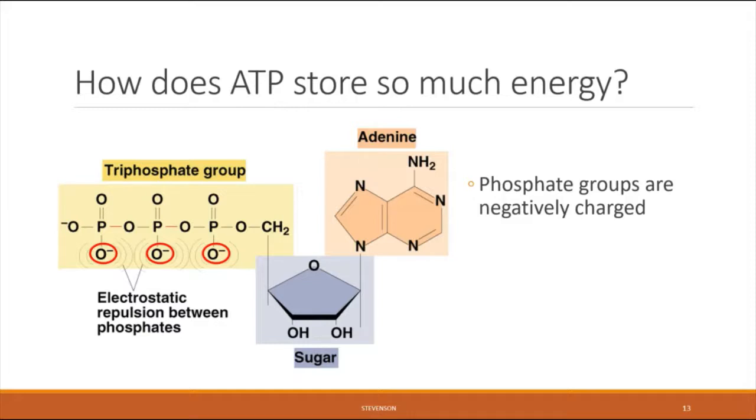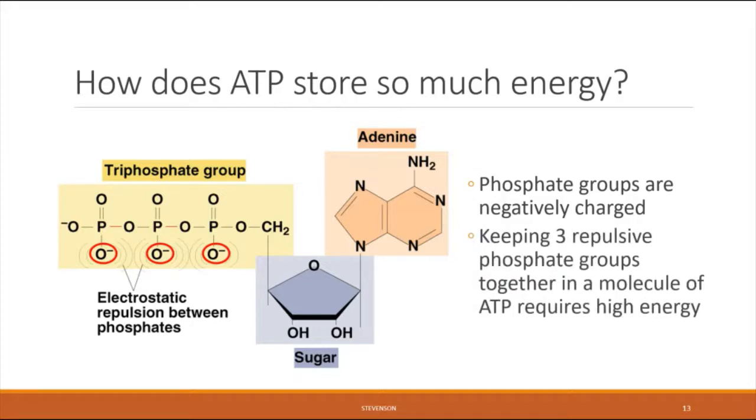One thing that we know about negative charges is that while they are attracted to positive charges, they are repelled by other negative charges. And so you can imagine that the effort and the energy involved in keeping 3 negatively charged molecules directly adjacent to each other, that's a lot of energy, right? If you've ever tried to hold the North Pole of a magnet up against the North Pole of another magnet, it's really hard to keep them together in close proximity. They physically repel each other.